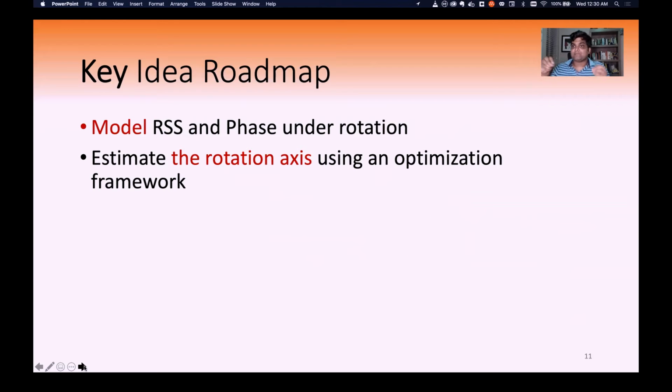And the key idea roadmap, which I'll explain more in the coming algorithm section, and also you can get bigger detail in the paper. So the key steps are the following. We first model the RSS and the phase under rotation. Then we get the estimation of the rotation axis, which is the angle of the axis with the X, Y, and Z axis through an optimization framework. We also include the azimuth and the elevation corresponding to the reader antenna.